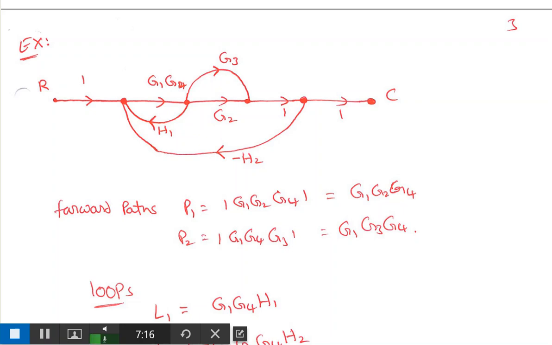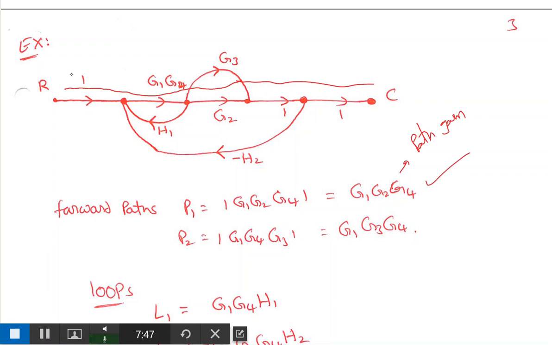The first forward path is going straight: 1, G1, G2, 1 and 1. So that's forward path 1. This is the path gain. What is the path gain? 1 times G1 times G4 times G2 times 1 times 1. So G1 G2 G4, that's the path gain.